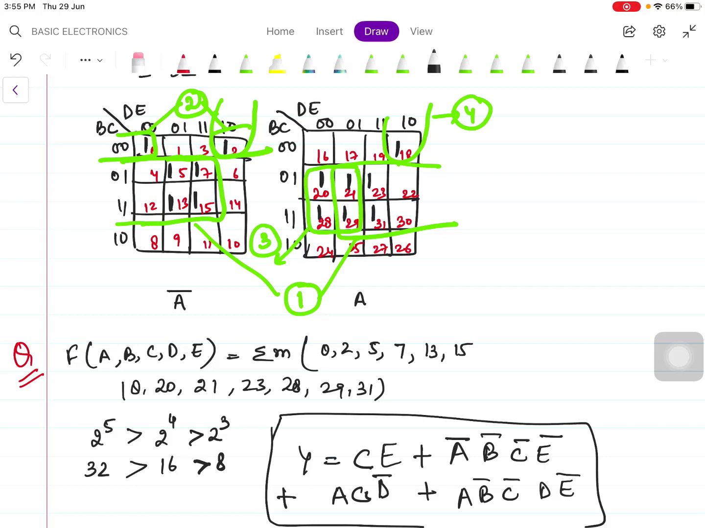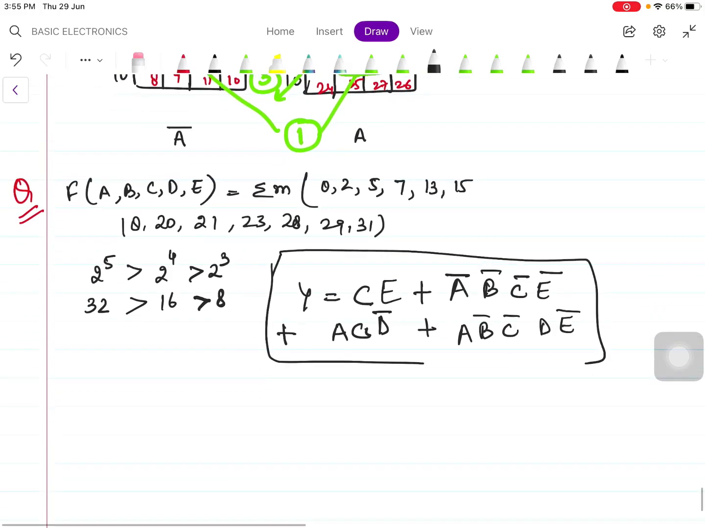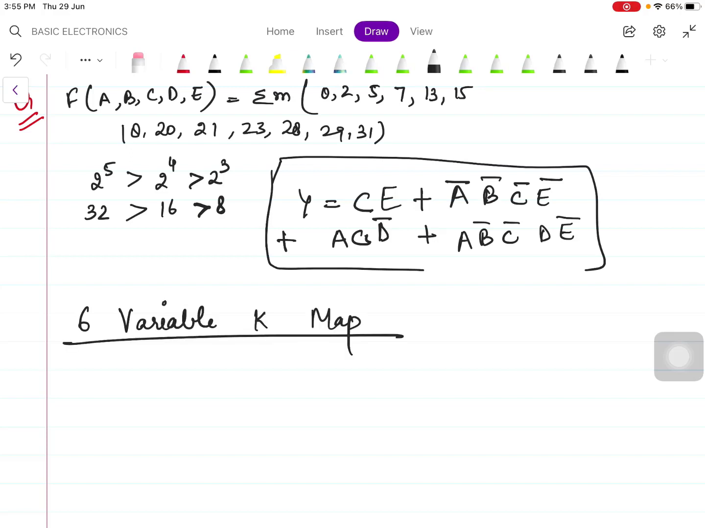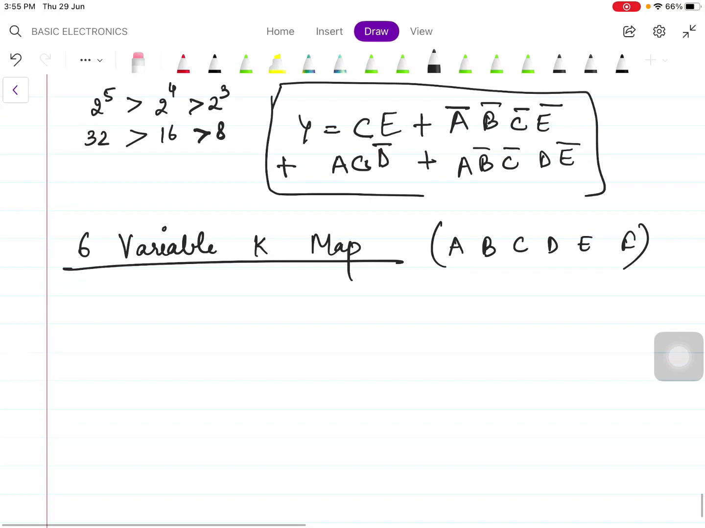So this was the 5 variable K-map. I hope that you might have got an idea about the 5 variable K-map as well. Now let's move on to the 6 variable K-map. First of all, let us see the structure of the 6 variable K-map. As you can see, 6 variable means A, B, C, D, E and F. And the number of blocks will be 64.